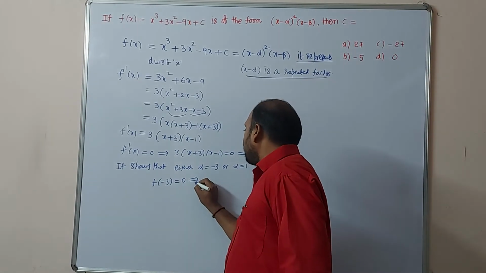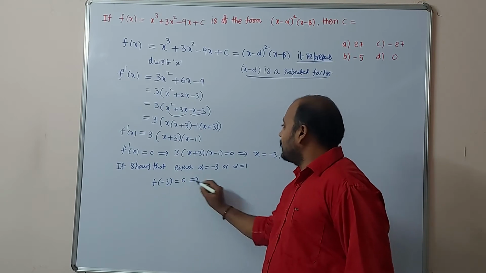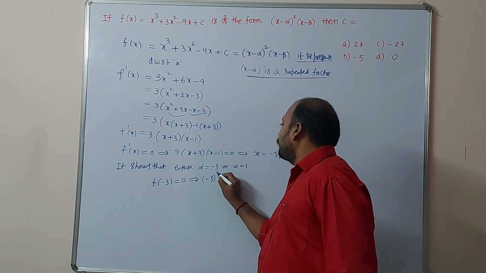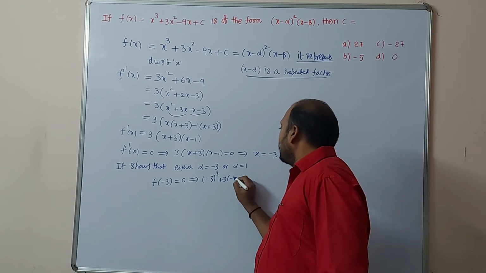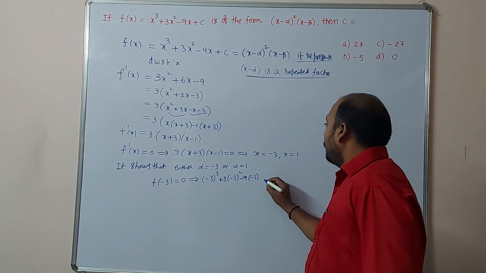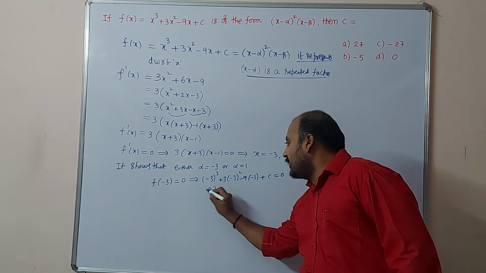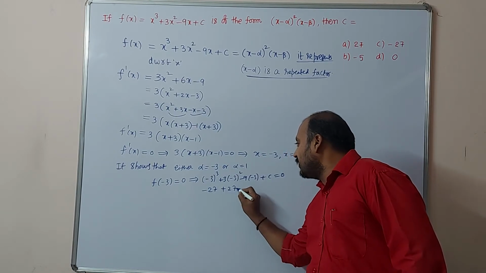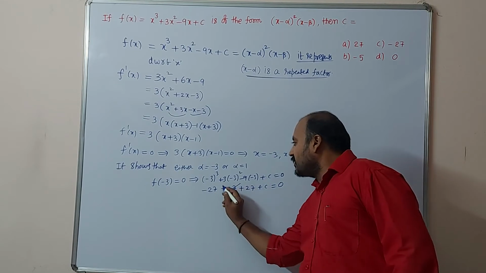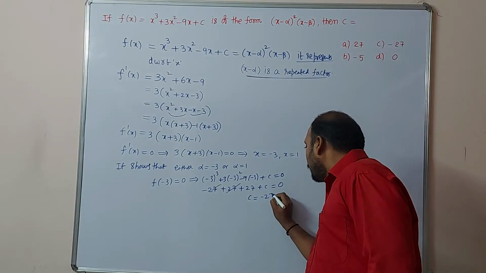That implies alpha is equal to minus 3. Substitute in place of x here. Minus 3 whole cube plus 3 into minus 3 whole square minus 9 into minus 3 plus c equal to 0. So minus 27 plus 27 plus 27 plus c equal to 0. Plus 27 minus 27 get cancelled. c is equal to minus 27.